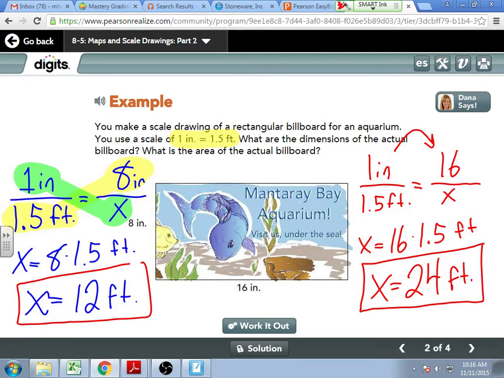And notice my original height compared to width, my height was half of the width. My height is still half of the width. The other thing you could have done is, as soon as you found 12 feet for the height, you could make the statement that if my width is twice the height, then my width must be 24 feet. So I'm actually going to change these labels, considering this is width and this is height.